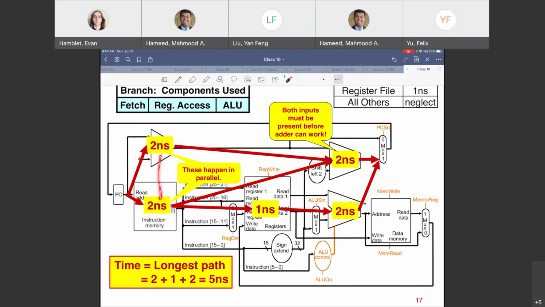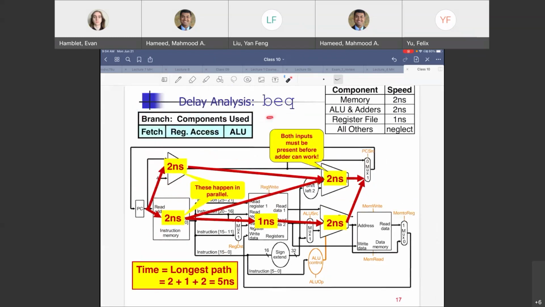Next, if these are the 2 nanoseconds over there, then what is going to happen? Once we have the instruction, it turns out to be a branch when equal operation. For branch when equal, what do we need to do? Fetch, we already did that. We need to do a register read. We need to compare the contents of the two registers, right? So we need both registers. All right, so we need this 1 nanosecond added over there.